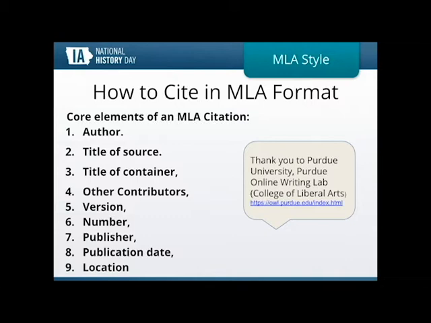Version. If a source is listed as an edited version or a version of a work, include that in the citation. Number. If a source is a part of a numbered sequence, such as a multi-volume book or a journal with both volume and issue numbers, those numbers must be listed in your citation. The publisher produces or distributes the source to the public. If there is more than one publisher and they are all relevant to your research, list them in your citation.